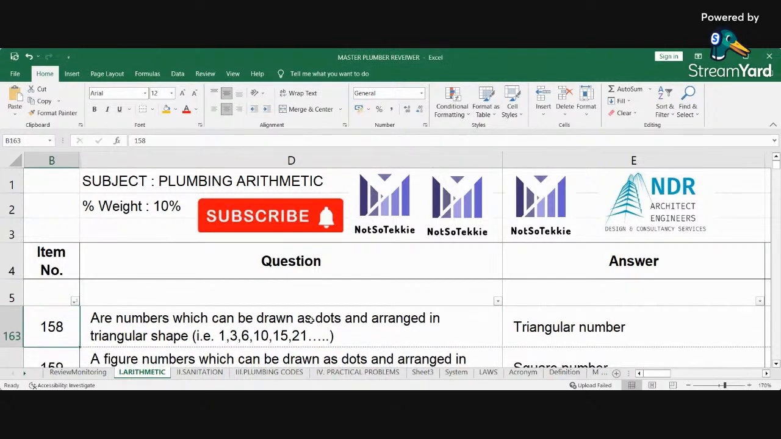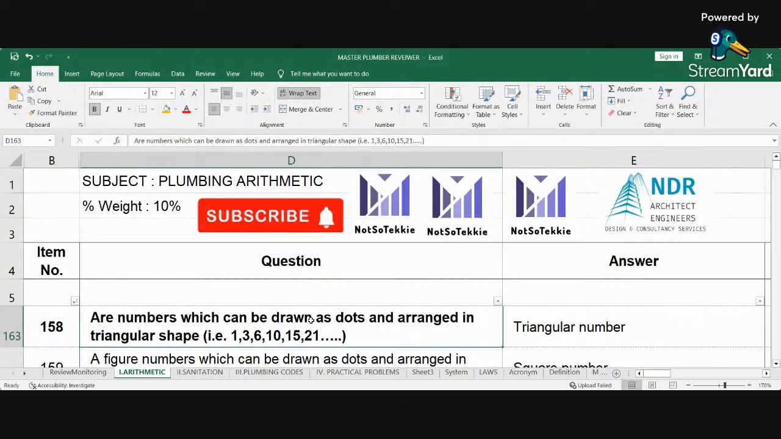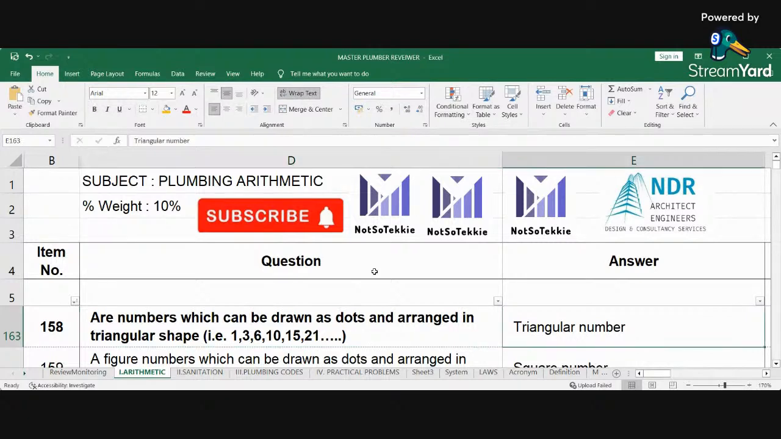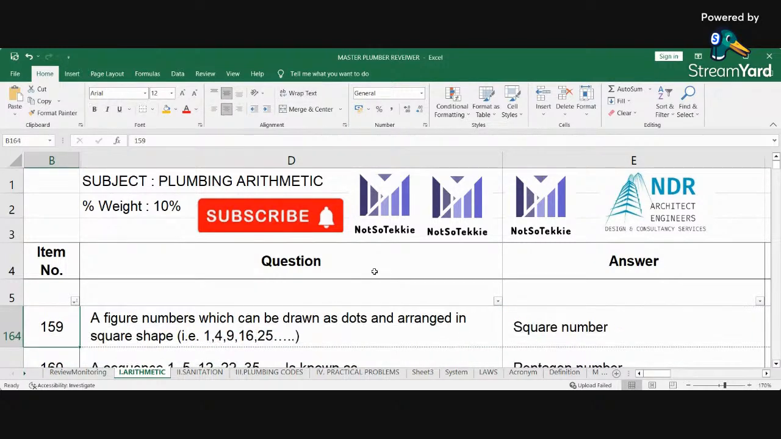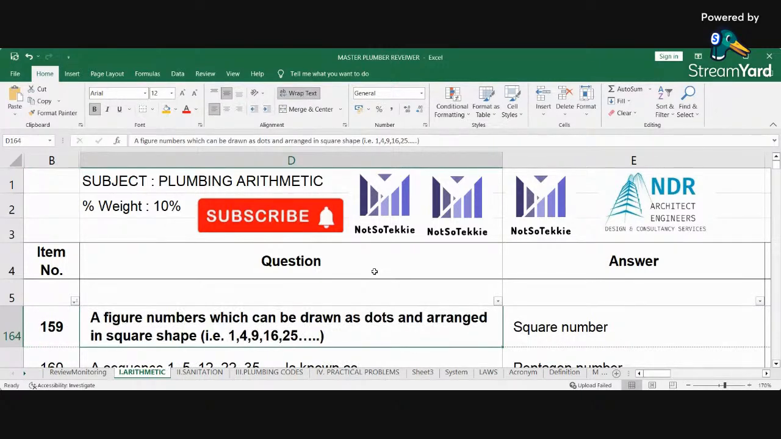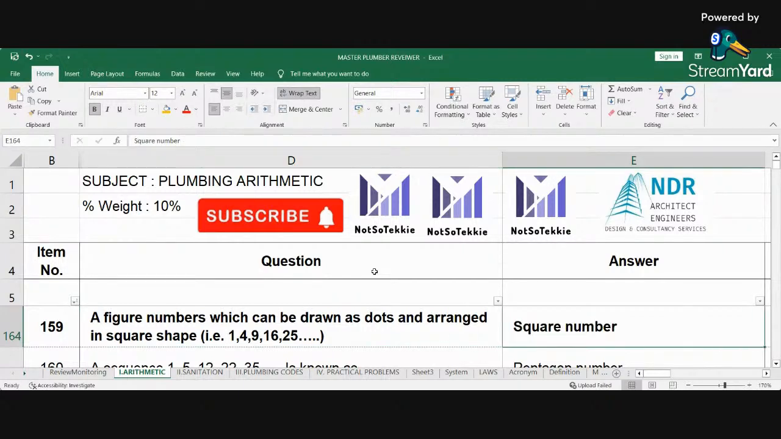158. Numbers which can be drawn as dots and arranged in a triangular shape are triangular numbers. The numbers which can be drawn as dots and arranged in triangular shape are triangular numbers. 159. A figure number which can be drawn as dots and arranged in square shape. The answer is square number.